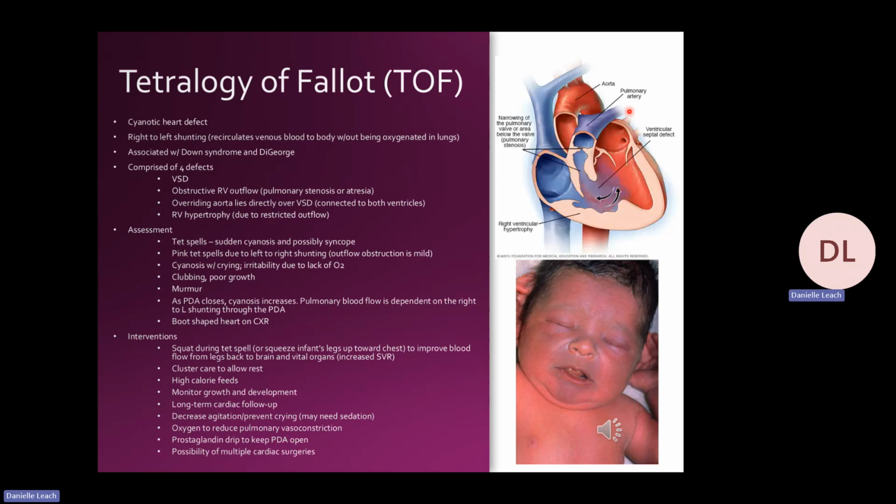So you may be wondering, when I was talking about keeping the PDA open, how do we keep it open? There is a medication called prostaglandin E. We can give that to the baby via IV to keep the PDA open. Prostaglandin E is a very potent vasodilator of smooth muscle tissue, so it keeps the PDA open. We have to have it going the entire time. It's one of these medications that is constantly going through an infusion.